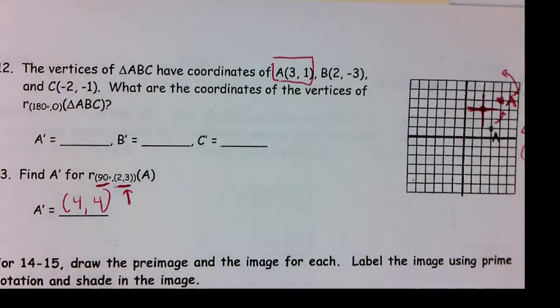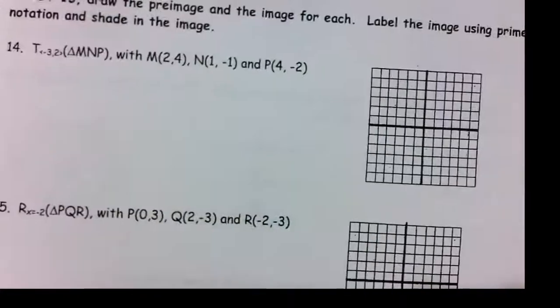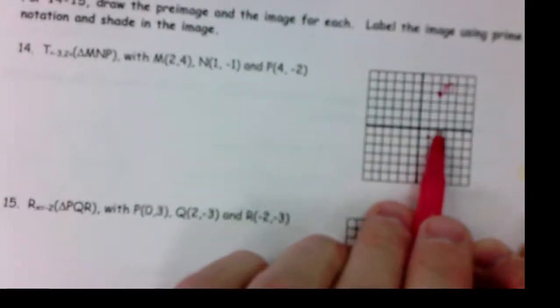And then this brings us to number 14 and 15, which unfortunately, oh, it's just a translation. Okay, I did not pre-draw it. I wish I had. So number 14, M is at 2, 4, and N is at 1, negative 1, and P is at 4, negative 2.